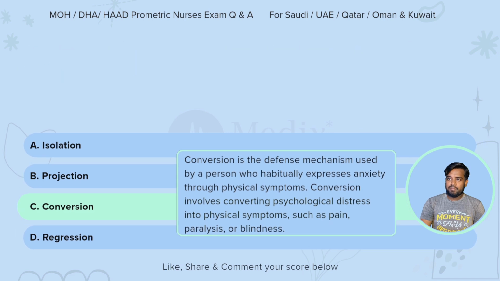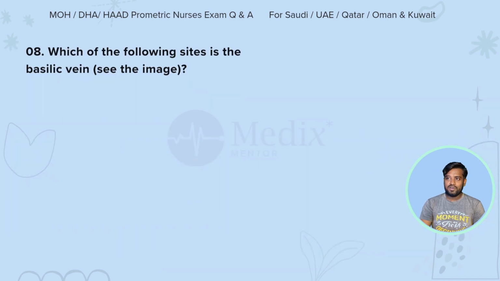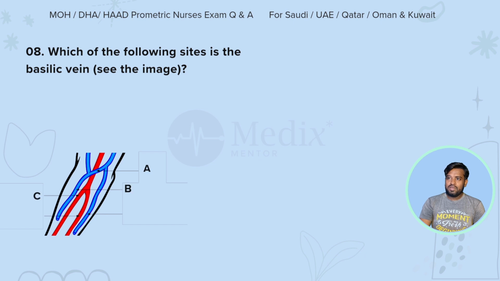Now come to question number 8. Which of the following sites is the basilic vein? See the image. There are 4 options. Choose the best one.